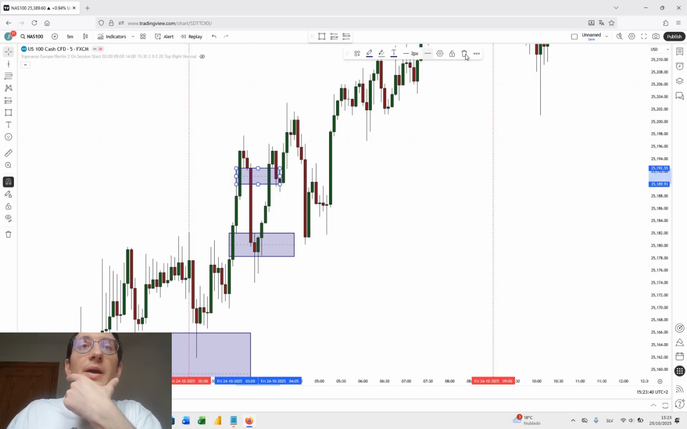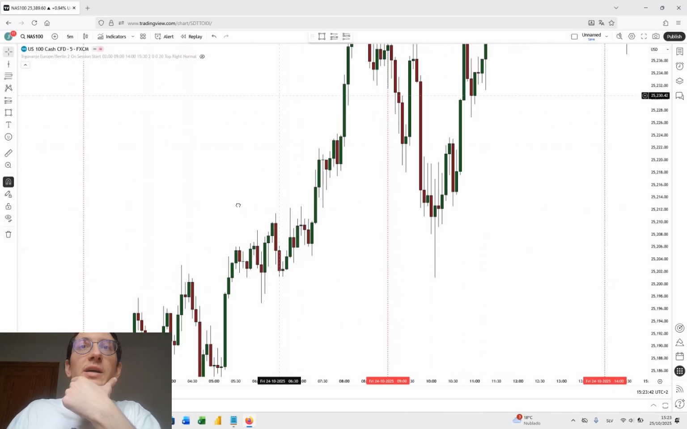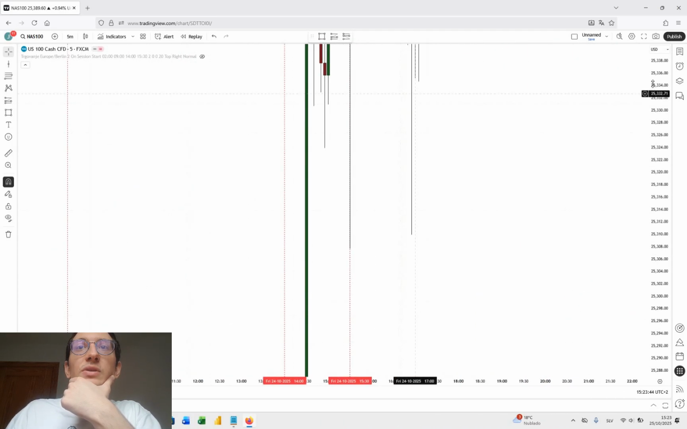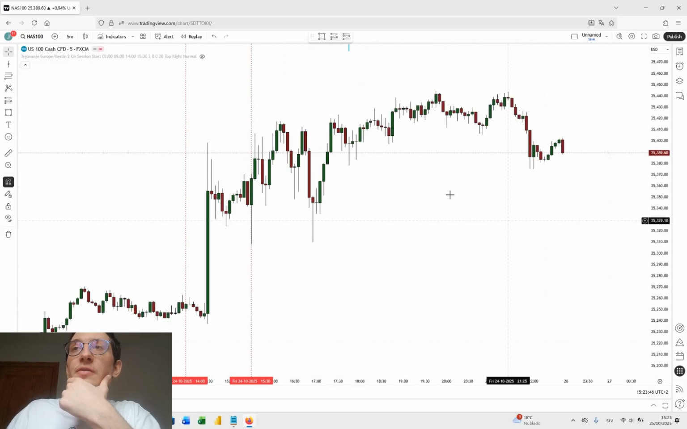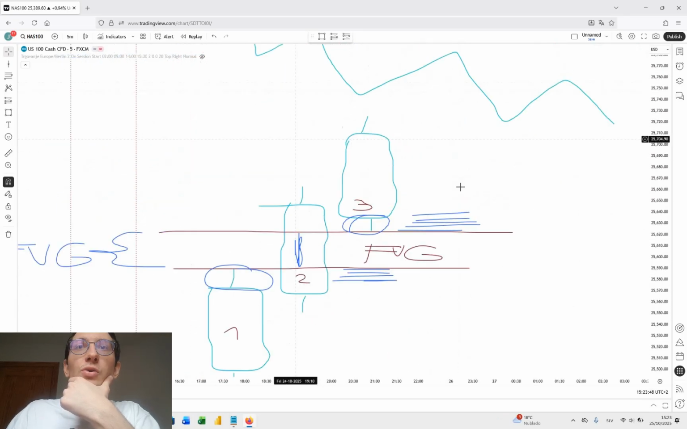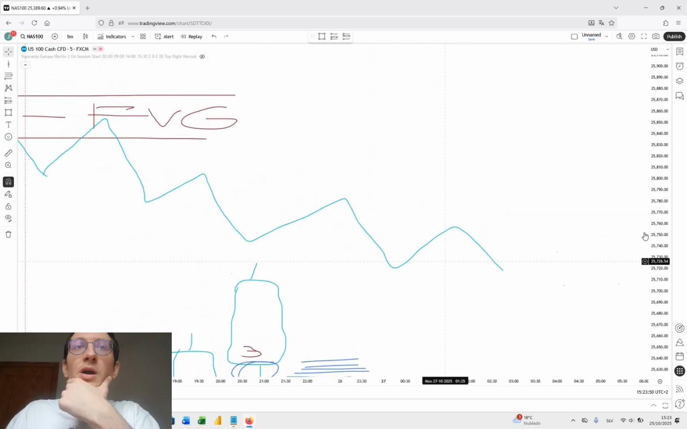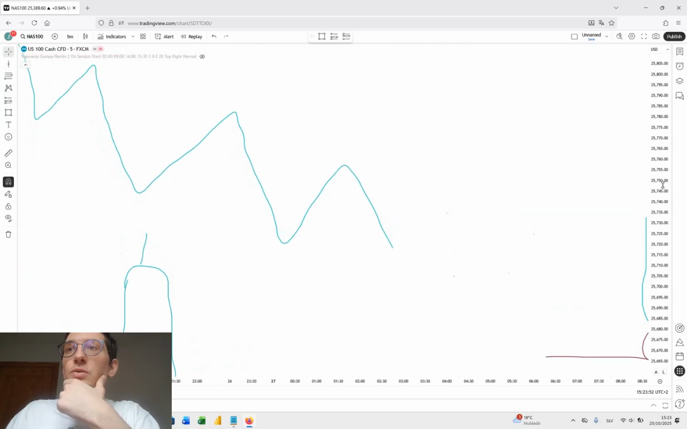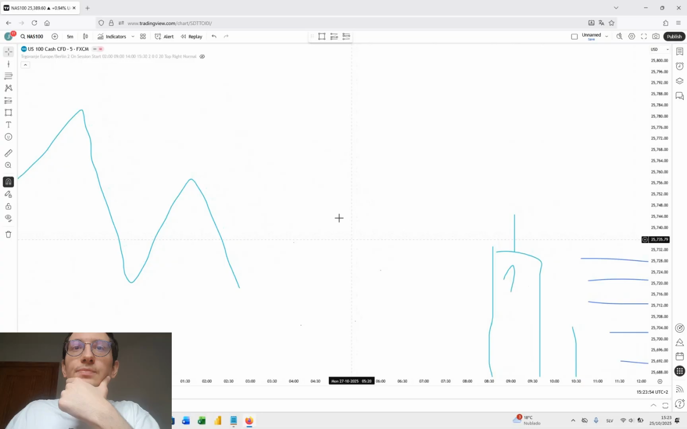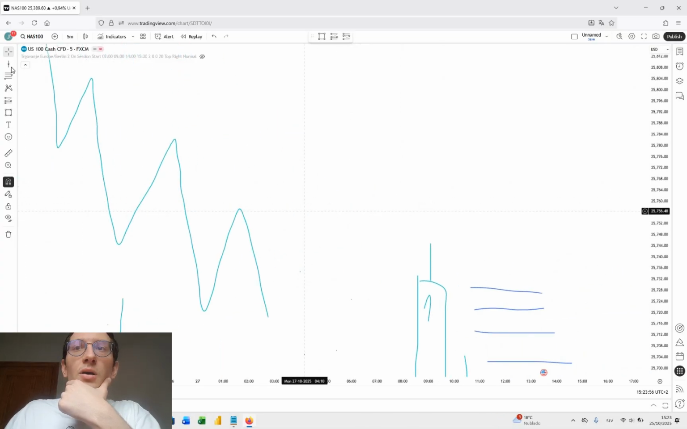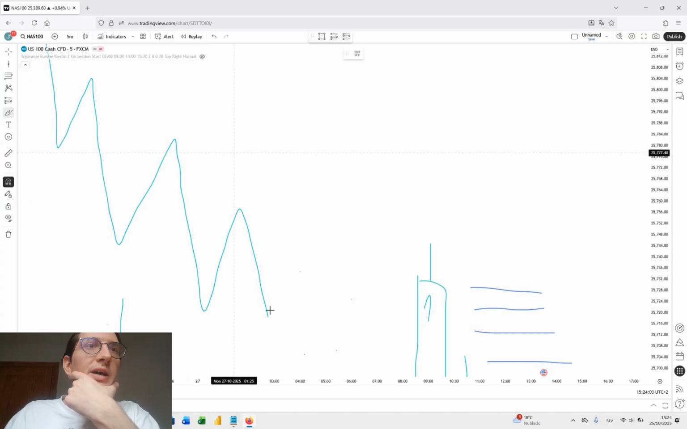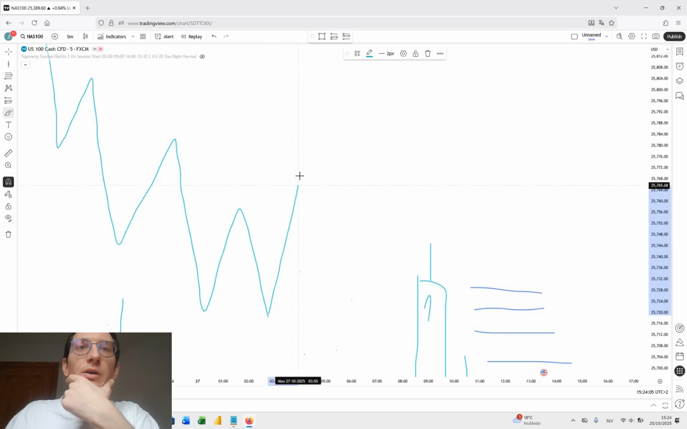Exactly. So the inverse fair value gaps will actually work the same as normal fair value gaps, okay? Let me go up to our drawings. Where do we have them? Okay, we have them here. Good. Let's continue here. So what is then an inverse fair value gap? Just like the name says, it's an inverse fair value gap, okay?